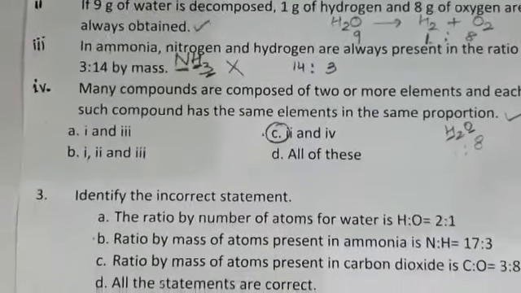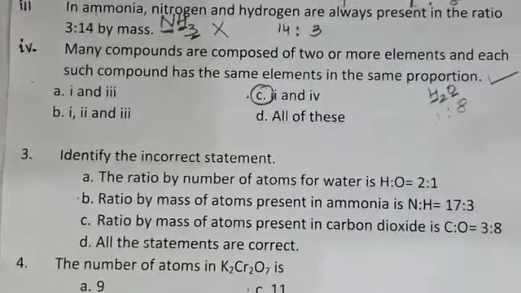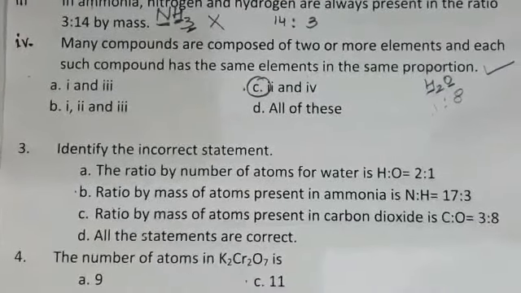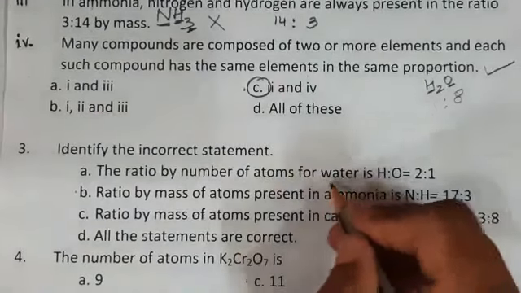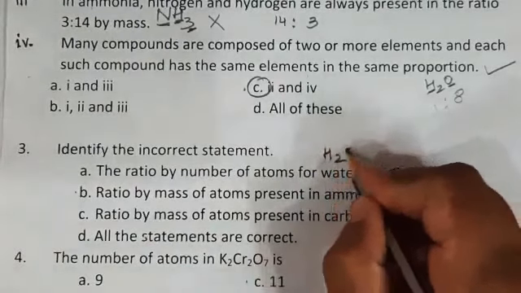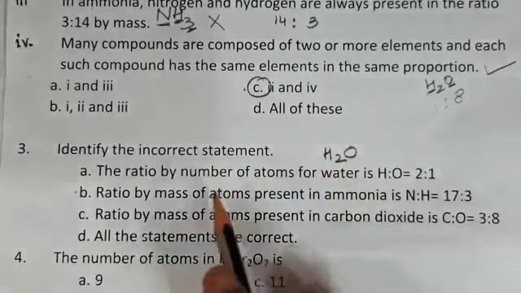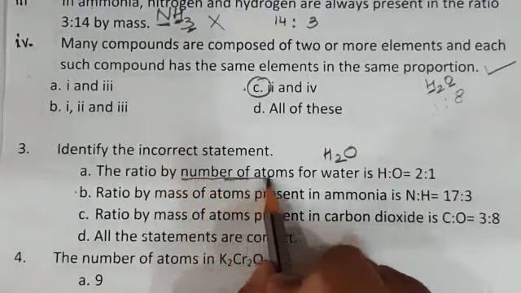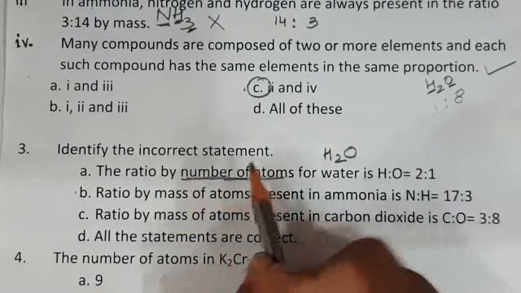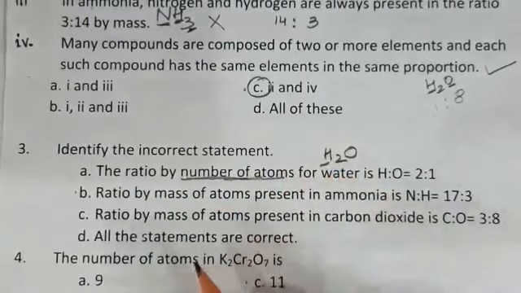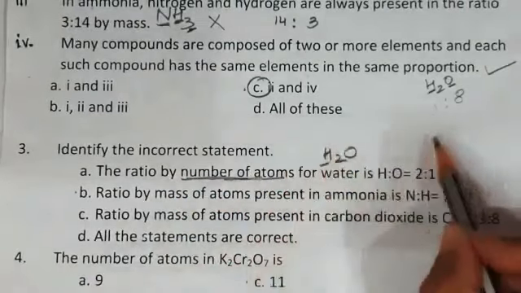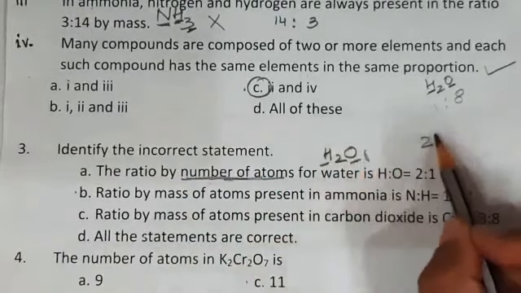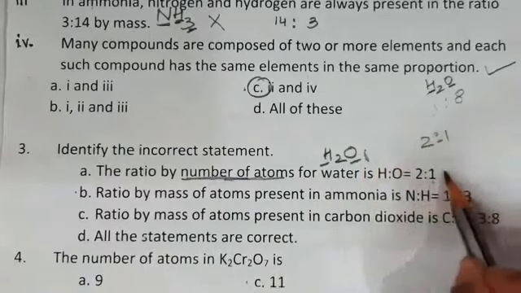Coming to third question. Identify the incorrect statement. The ratio by number of atoms for water. What is the formula of water? H2O. You have to calculate the ratio by number of atoms. See the question, number of atoms. For hydrogen, how many atoms are there? 2 hydrogen. For oxygen, how many atoms are there? Only one. So 2:1. Yes, it is correct.